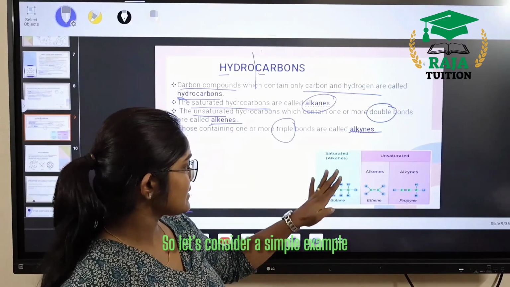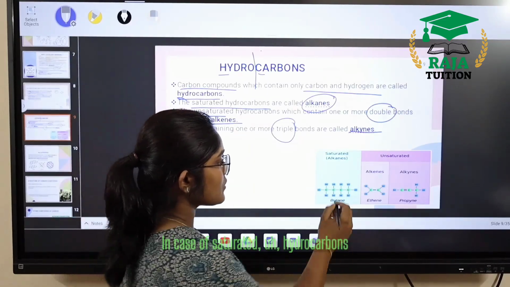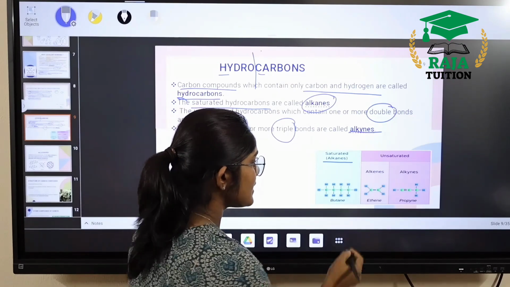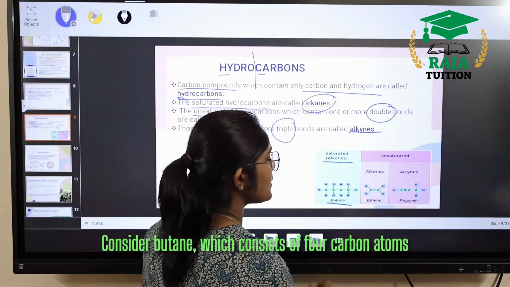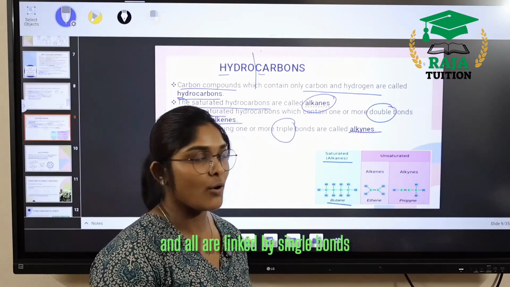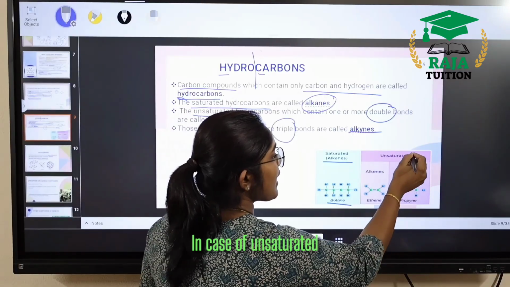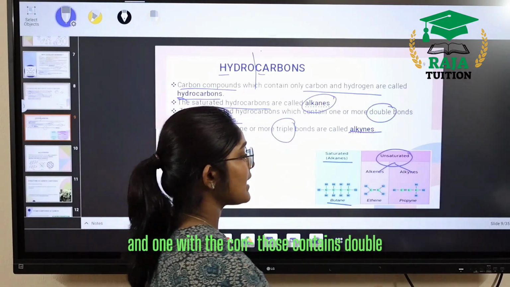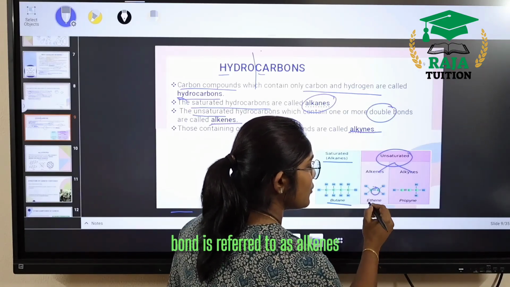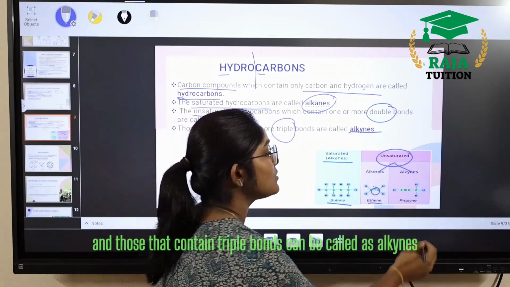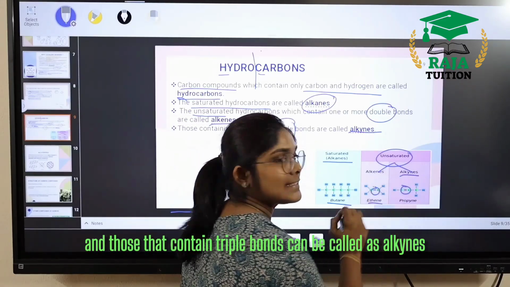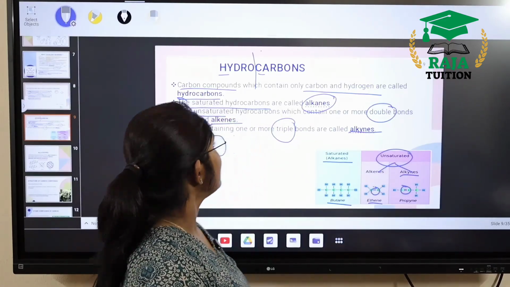Understand? So let's consider a simple example. In case of saturated hydrocarbons, there will be only single bonds. Consider butane, which consists of 4 carbon atoms and all are linked by single bonds. In case of unsaturated, it can be divided into 2: those that contain double bonds are referred to as alkenes, and those that contain triple bonds are called alkynes. Okay, understand?